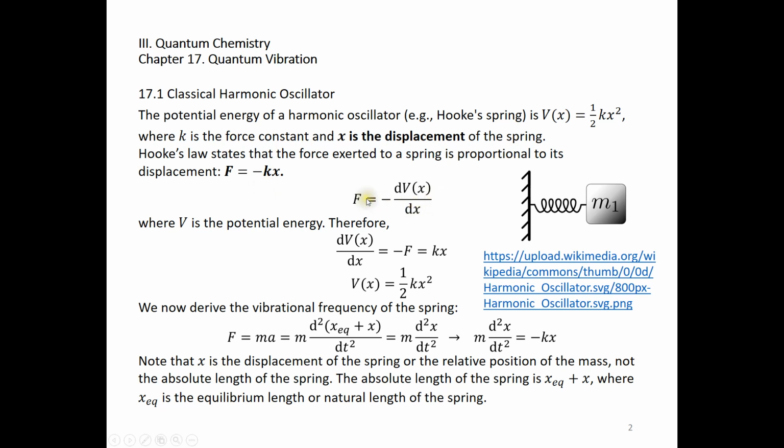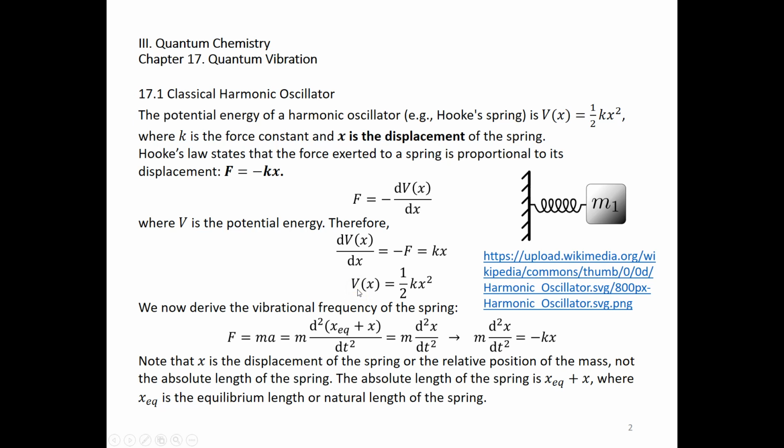And because F is equal to negative dV over dx, where V is the potential energy, we have dV over dx equals negative force, which equals kx. We can solve this differential equation. We get V equals 1/2 kx squared. Again, when x is 0, we choose to set the potential energy of the spring to 0.